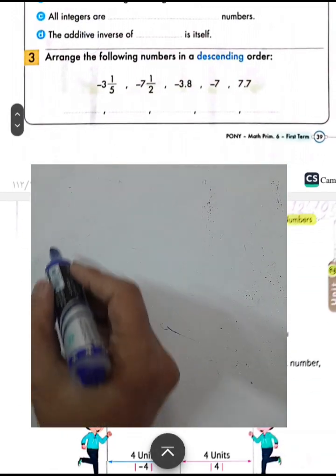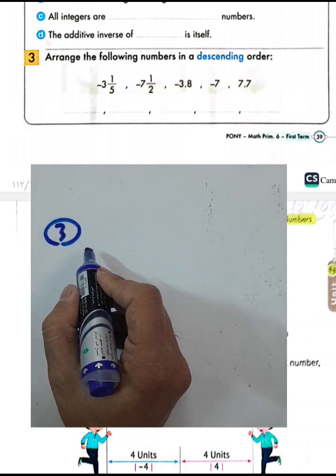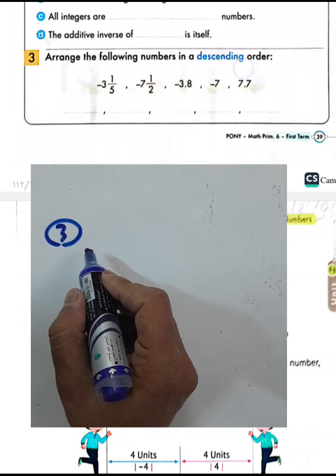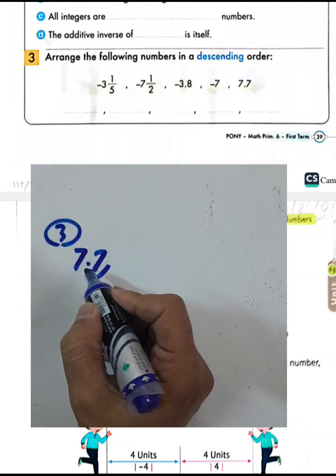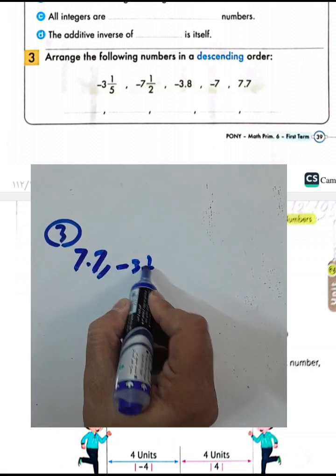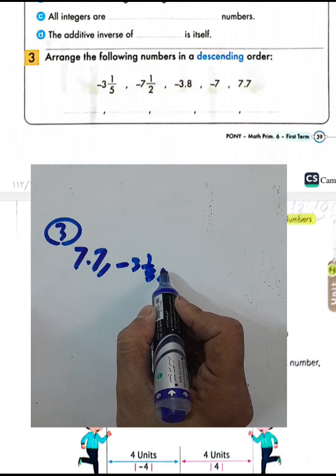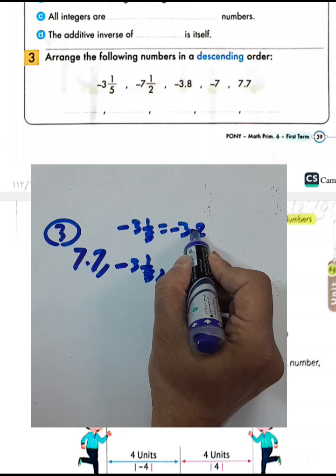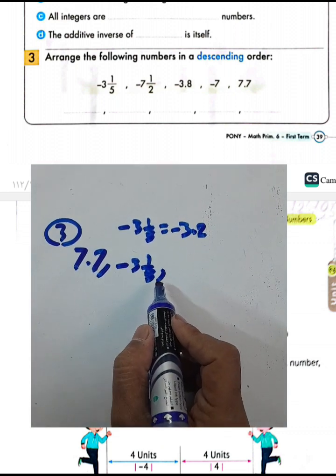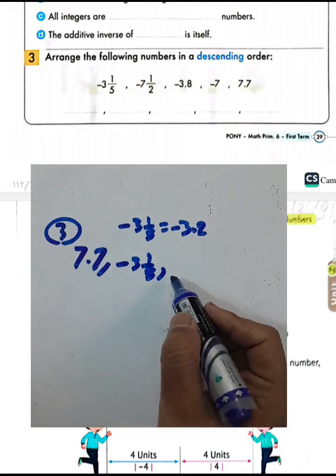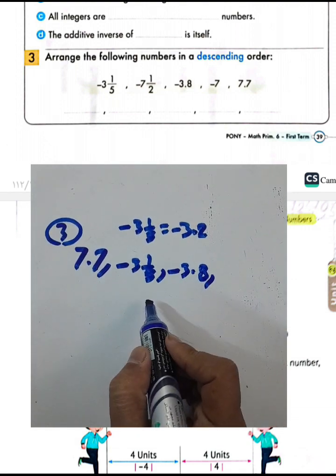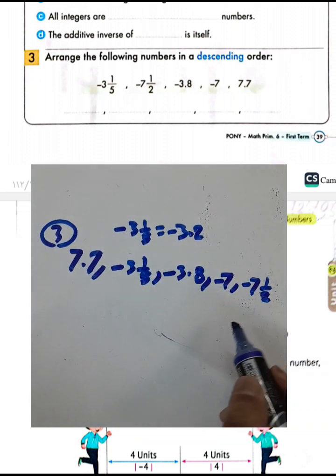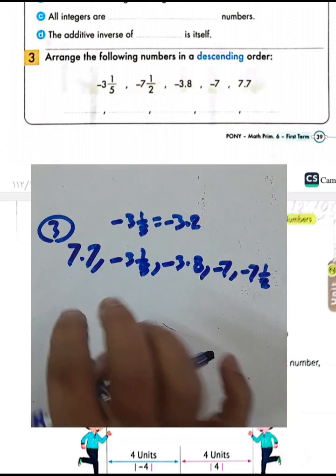Question number 3. Arrange the following in descending order, from greatest to smallest. The greatest number here is 7.7, and the next number will be negative 3 and 1 over 5, because negative 3 and 1 over 5 you can convert to 3 and 2 tenths, 3.2. Okay, and the next number negative 3.8, and the next number negative 7, and the last one will be negative 7.5. We arrange it here descending from greatest to smallest, positive first, and then write the negative.